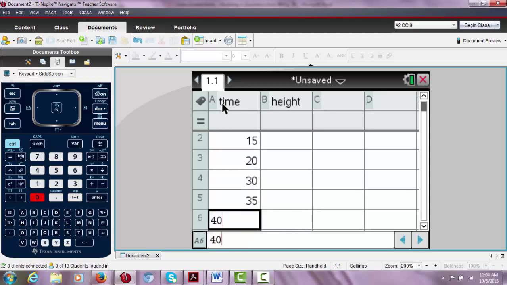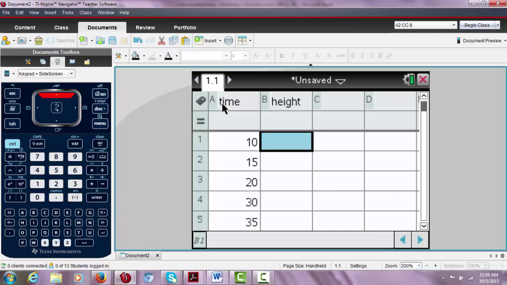Feel free to pause, enter your data, fast forward, make sure you've entered it right, instead of watching me type.